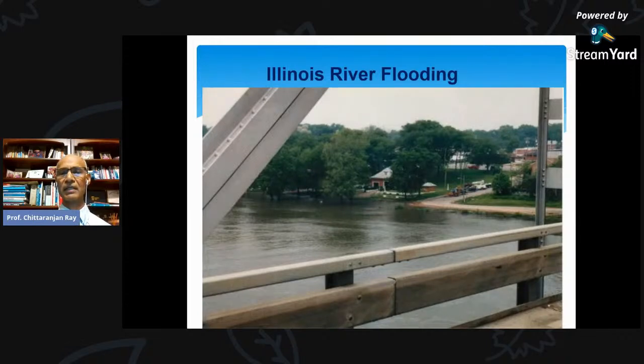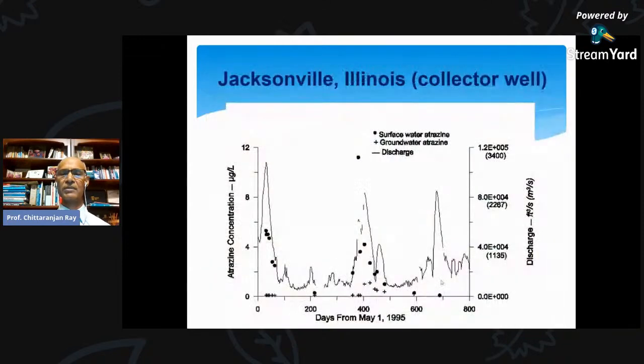This is the Illinois River in Illinois, US. It comes from the Chicago area and joins the Mississippi River. It was a 2-year monitoring study we did when I was in Illinois. In the first year, the concentration of atrazine, which is a pre-emergent herbicide, was about 5 microgram per liter in the river. But the well, a large collector well, showed a pretty low concentration, below the detection limit. But in the second year, the concentration in the river water went up to 11.5.